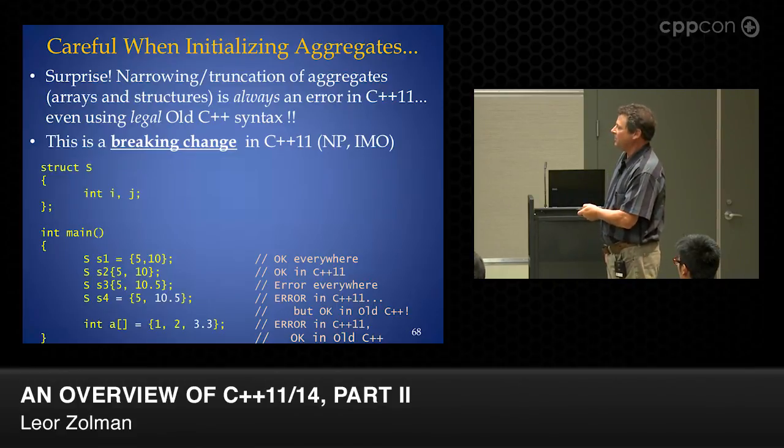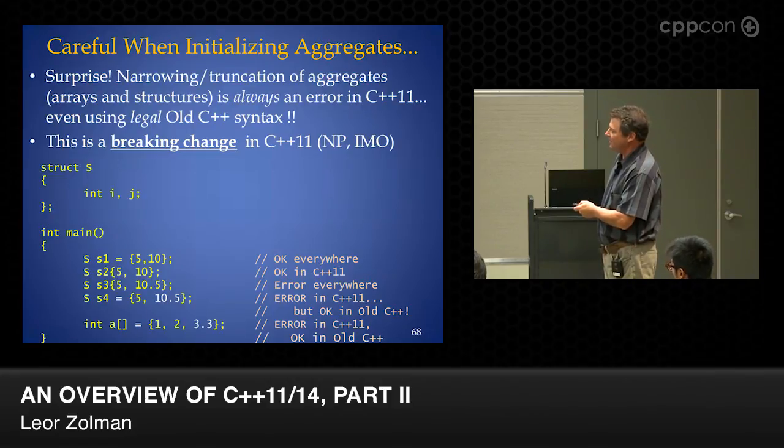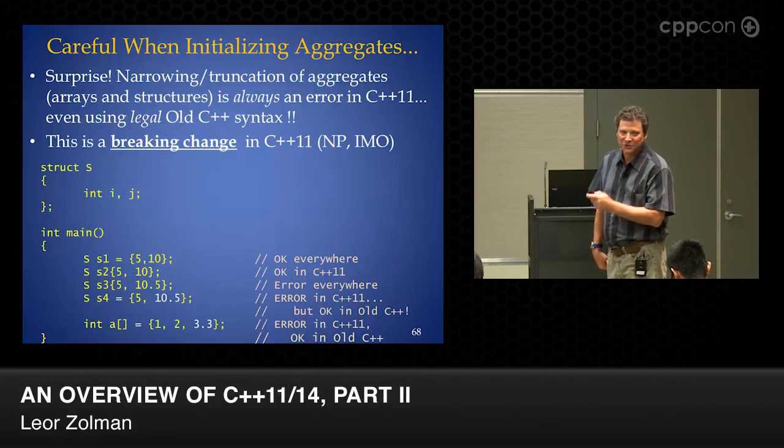And because of the double. I mean, it's not that it's a mixture, it's that one of them can't possibly be converted to an int in a rational way. So this is an error in C++98 because of the lack of an equal sign, and this is an error in C++11 because of the narrowing conversion. Two different reasons.